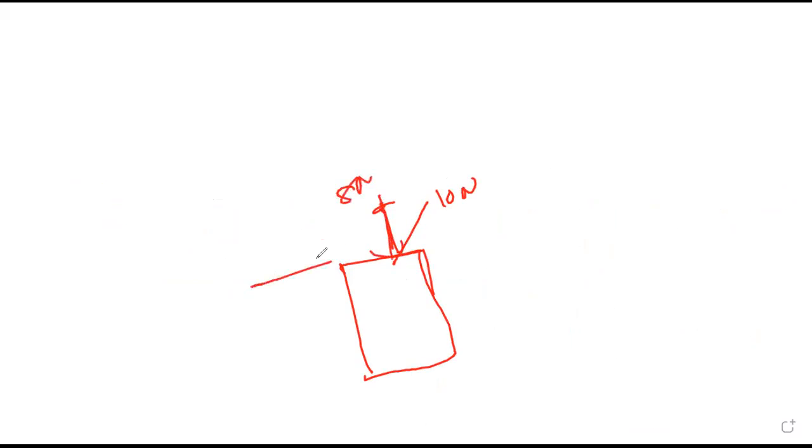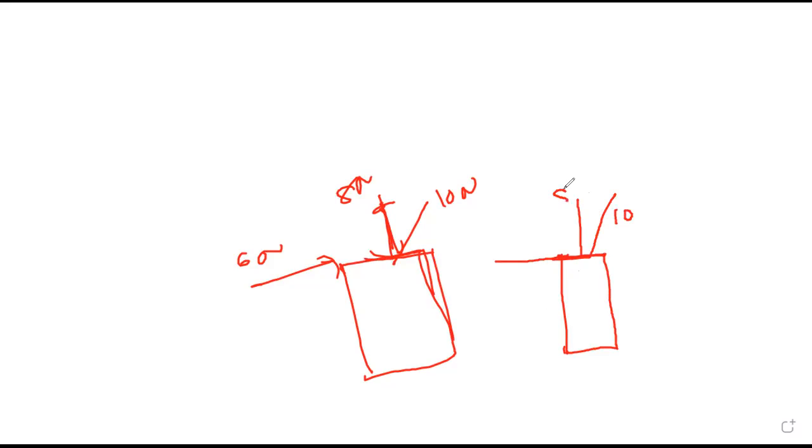What is thrust? The force acting normally on a surface is called thrust. Okay, this is one surface. I'm drawing a diagram. You tell me which is thrust. This is 10 Newton, this one is 8 Newton, this is 6 Newton. Which is thrust out of these? 8 Newton. This normal force is called thrust.